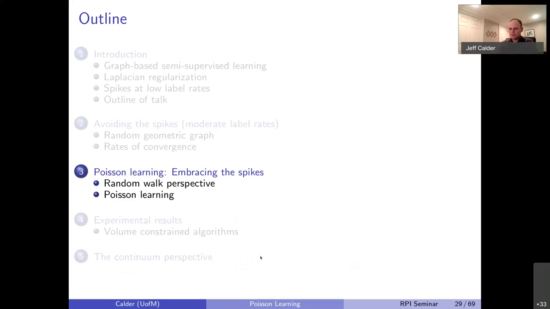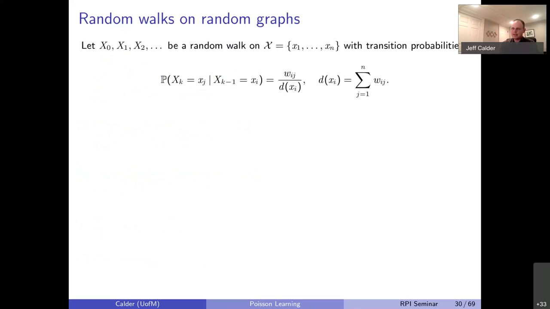So I want to talk about what happens if we go below this beta equal to epsilon squared, so go into the much lower label rate regime, which is more interesting. What should we do in that regime? Why is Laplace learning so bad of a classifier in this regime? And what should we do? The theorems I showed you before, and all of our analysis for Poisson learning, is actually based on random walks on random graphs, and it's not based on PDE arguments or variational arguments.